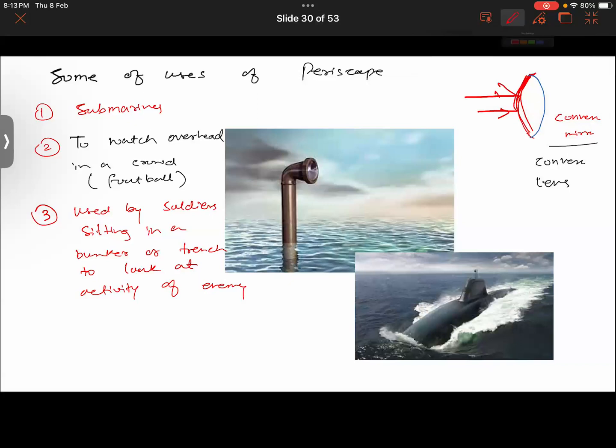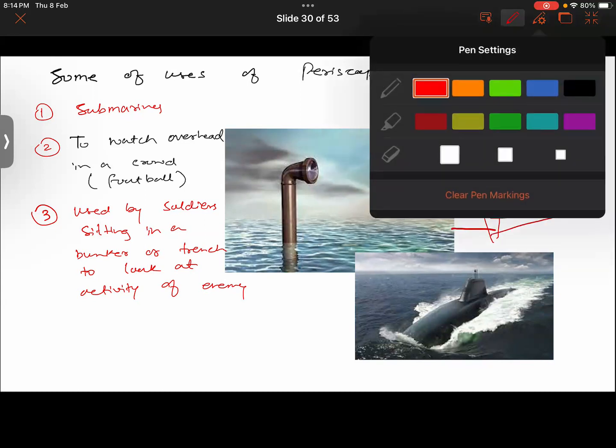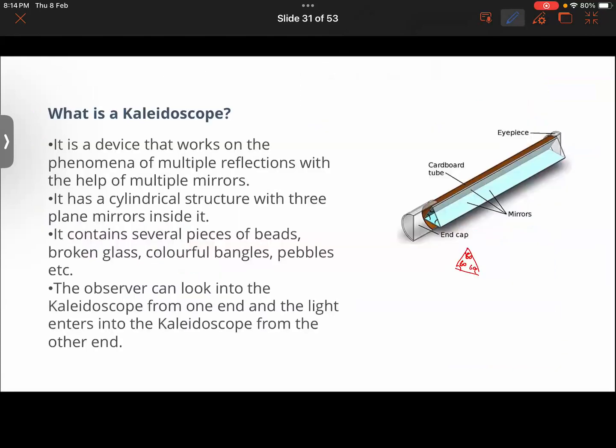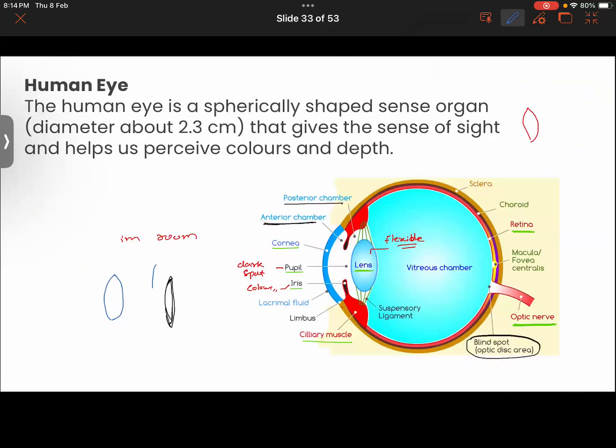Another interesting thing about a convex lens is that it converges the light rays. The light rays pass through this and meet at a point. They meet at the retina, the back portion of the eye, as you can see in this image. So at the retina, the image is formed.